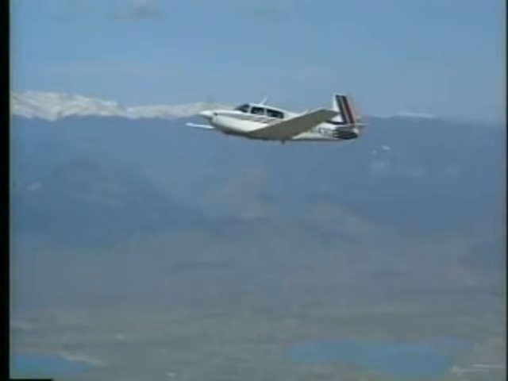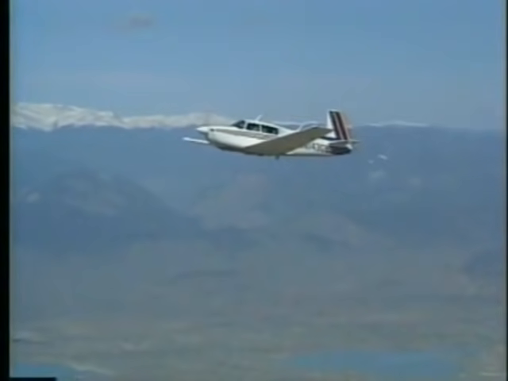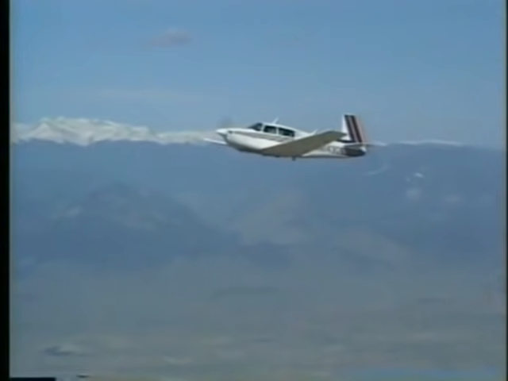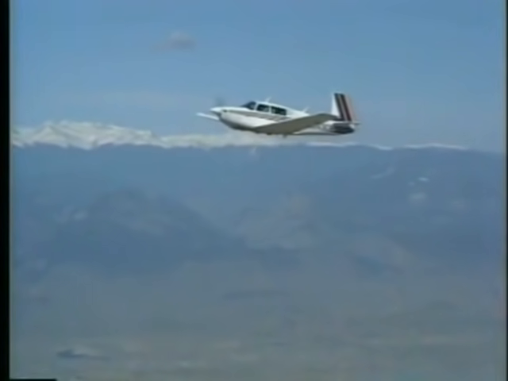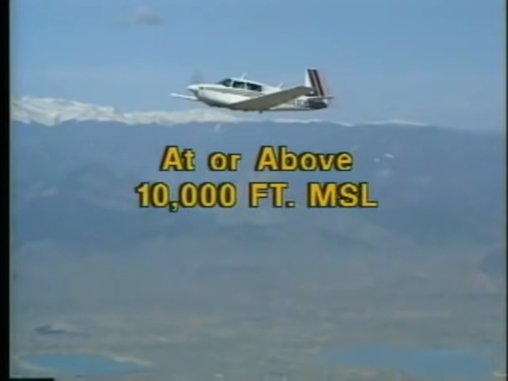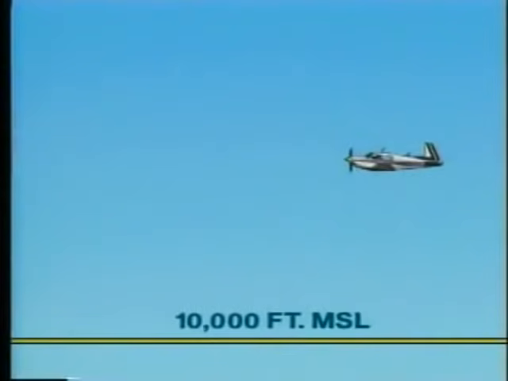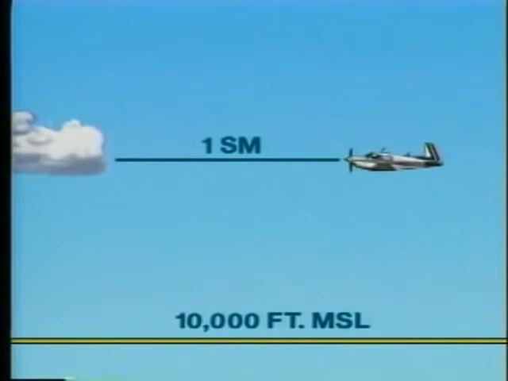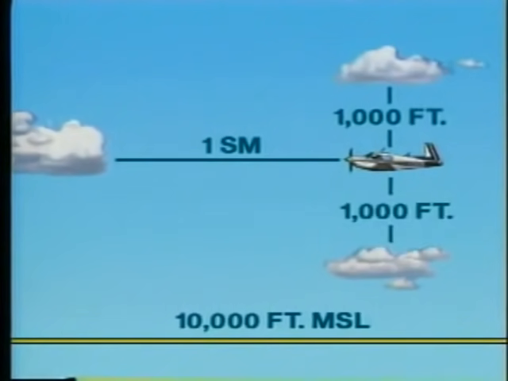Visibility and cloud clearance minimums are also important considerations when operating in the national airspace system. When you fly VFR at or above 10,000 feet MSL and are more than 1,200 feet AGL, you're required to have a flight visibility of at least 5 statute miles. You must also have at least 1 statute mile horizontal and 1,000 feet vertical separation from all clouds.